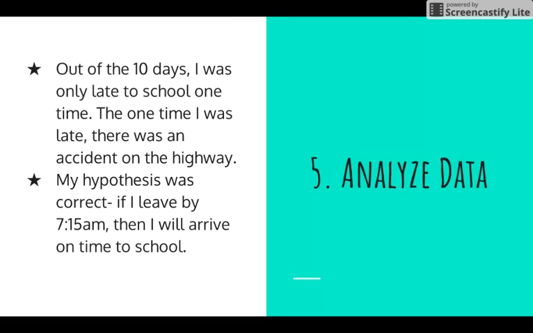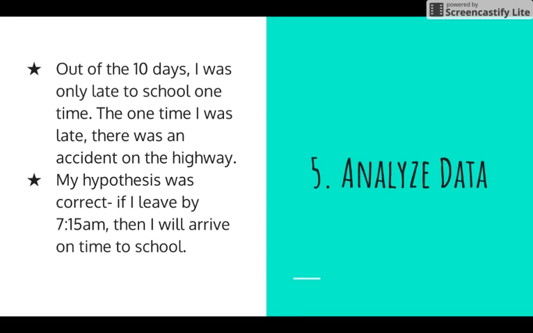I had to make up my results for this experiment. I said that out of the 10 days, I was only late to school one time. The one time I was late, there was an accident on the highway. Because of that, my hypothesis was correct: if I leave by 7:15, then I will arrive on time to school. So I solved the problem.